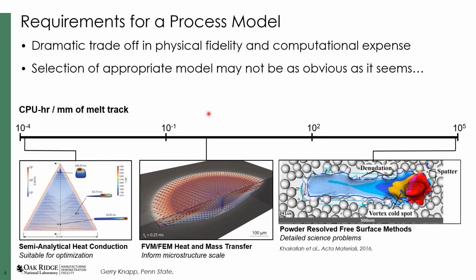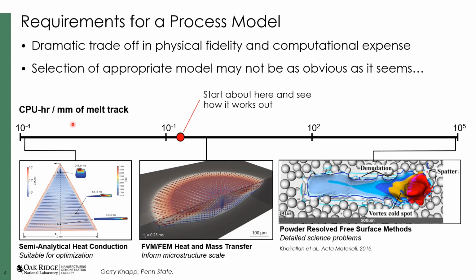So Jerry Knapp put this kind of timeline together for me, where we're looking at the range in expense of a particular model, measured as the number of CPU hours required to simulate 1 millimeter of melt track for different types of models. All the way on the far right end here, we've got things that are resolving the powder and the free surface effects of our melt pool. And all the way at the other end, we have something that is essentially only modeling heat conduction in a semi-analytical sense. You can see that there's roughly 9 orders of magnitude difference in the computational expense to span these different sets of assumptions, just for models that are ostensibly simulating roughly the same situation.